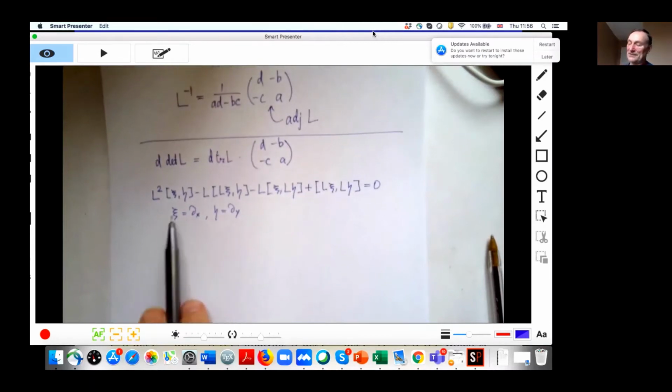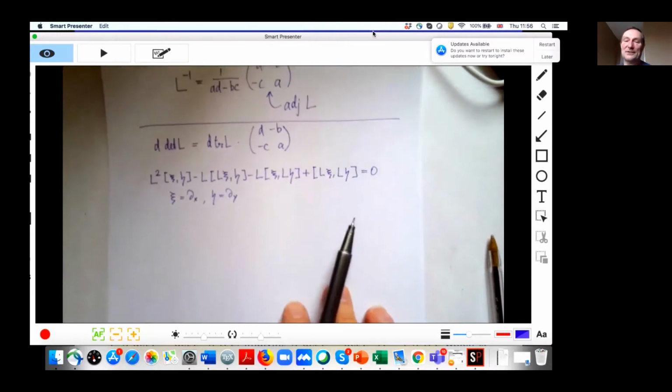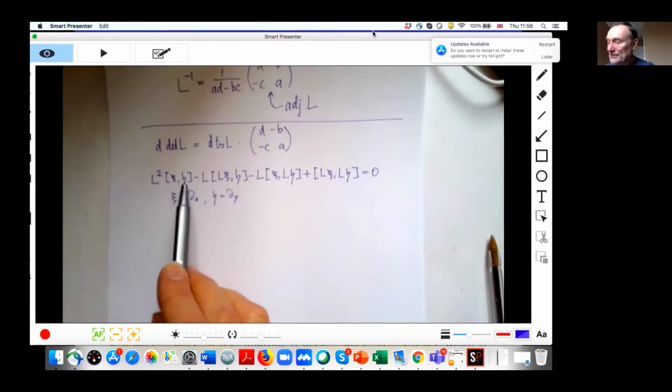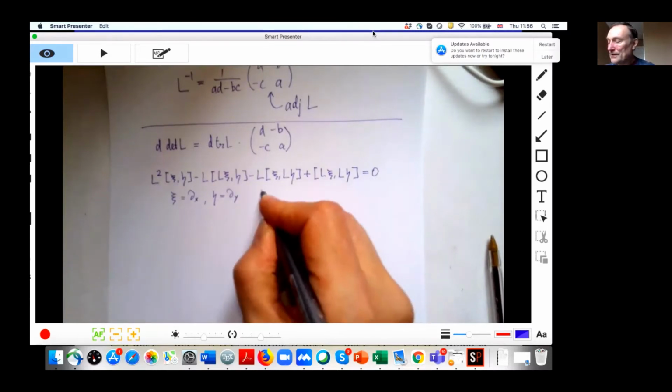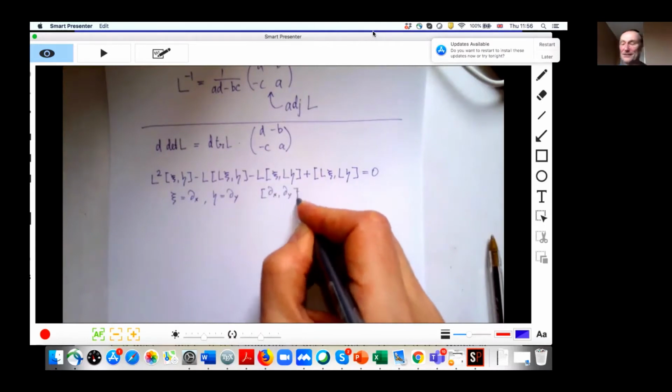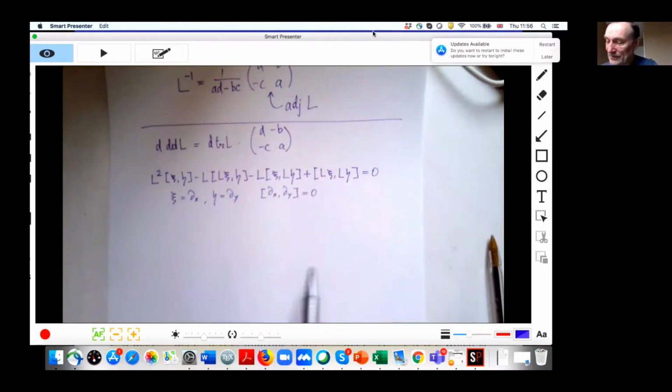First of all, the first term: L squared of [xi, eta]. Xi and eta commute, d/dx and d/dy, so this bracket is 0. And for this reason, the first term simply disappears.